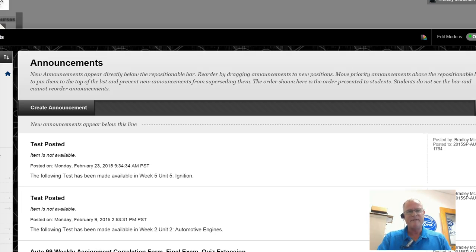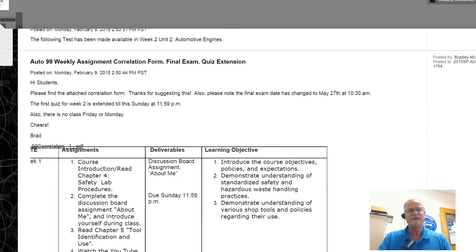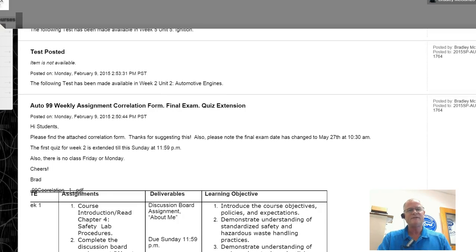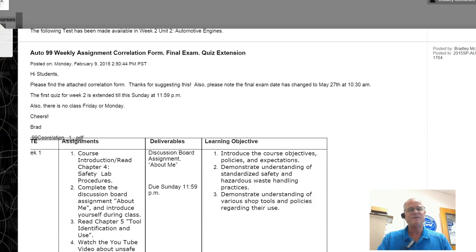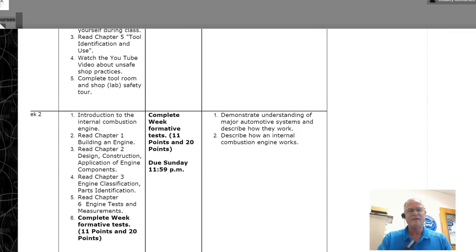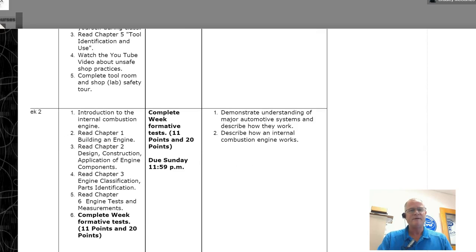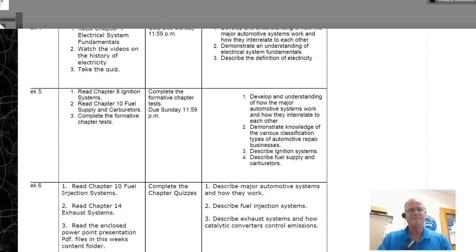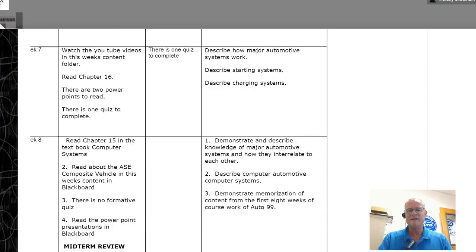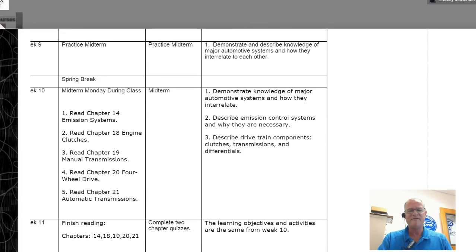And this is for students, but it shows tests posted, and it shows some changes for a midterm or a final exam, and a quiz extension, and talks about the quiz extension. Then it shows a revised correlation form that shows learning activities and deliverables and learning objectives by week units, and that's also sent as a PDF file.